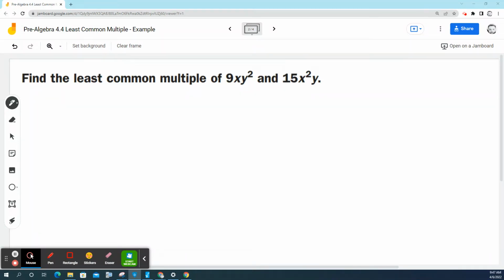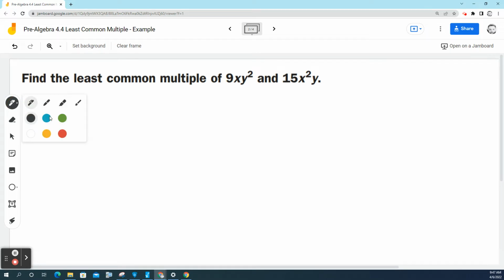Okay, same thing here. So this is interesting. We just don't count anything twice. We just count it once, okay? So if I do the prime factorization of 9xy squared, and I think we actually literally did this exact same problem, finding the lowest common multiple, which is interesting to me.